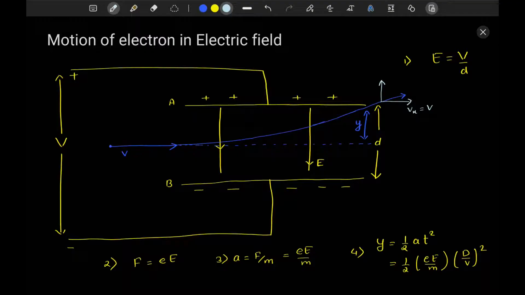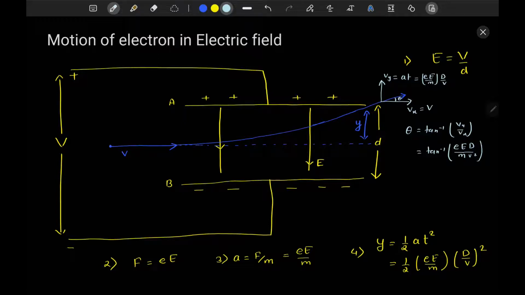So applying equations of motion, we will get the vertical velocity Vy given by at, which is equal to eE by m into d by v, and the direction of the velocity theta will be given by tan inverse of Vy by Vx, that is equal to tan inverse of eEd by m v square.